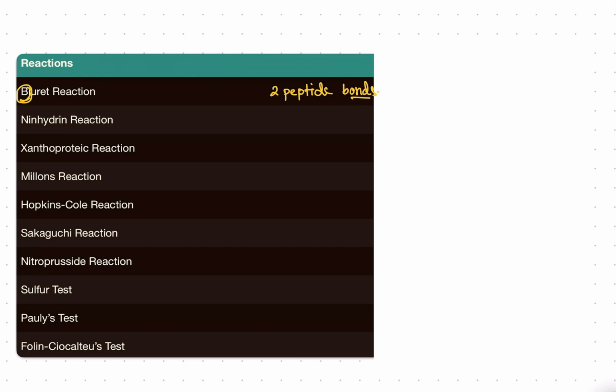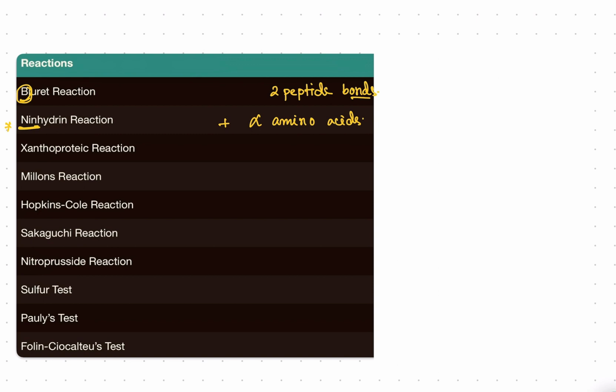Okay, ninhydrin test, please remember this ninhydrin test is used for detection of alpha amino acids. All alpha amino acids will give ninhydrin test positive.